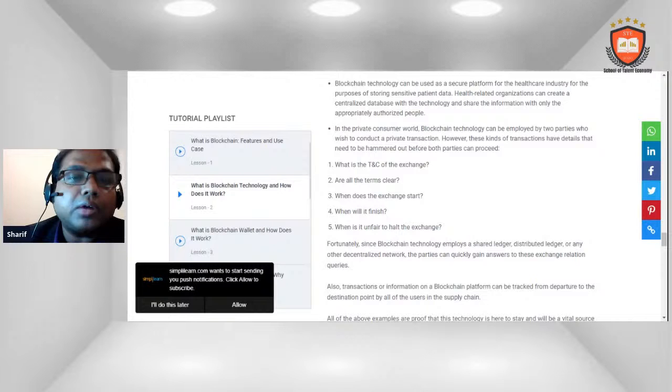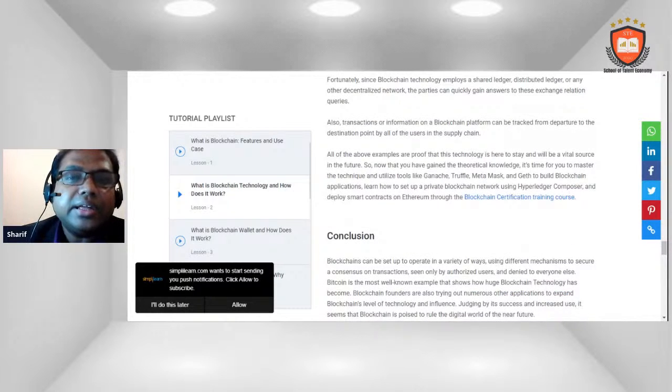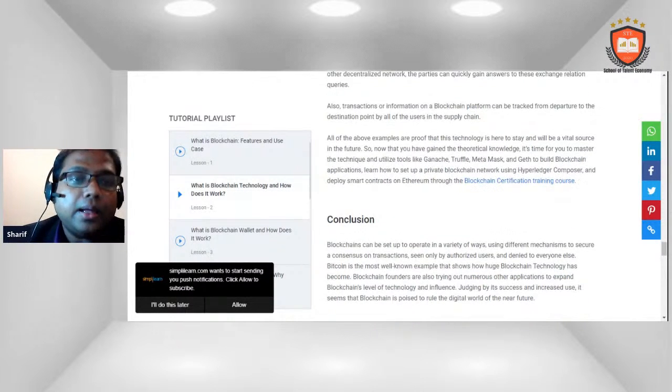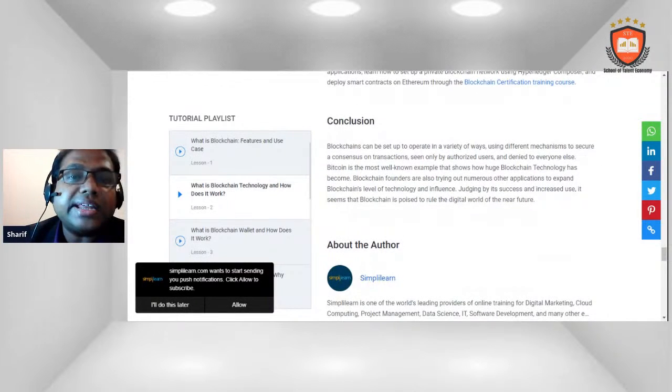What are the terms? Are they clear? What does the exchange state? What will happen, when will it finish, and how fair is the exchange? There are different kinds of things happening and different questions we have. But the most important thing is that blockchain can be set up to operate in various ways, using different mechanisms to secure the census of transactions, seen only by authorized users, and denied to everyone else.